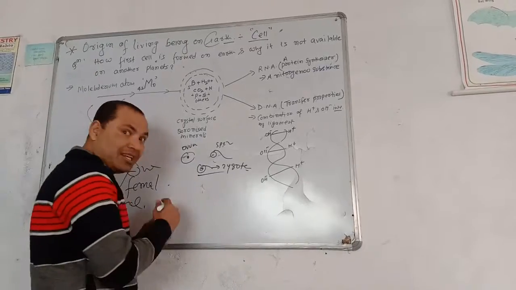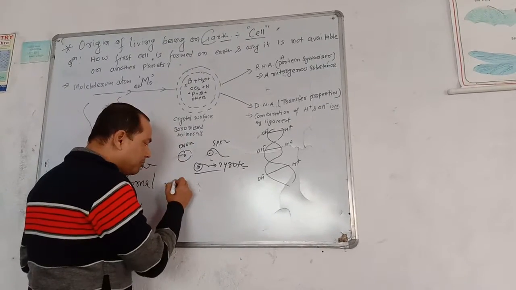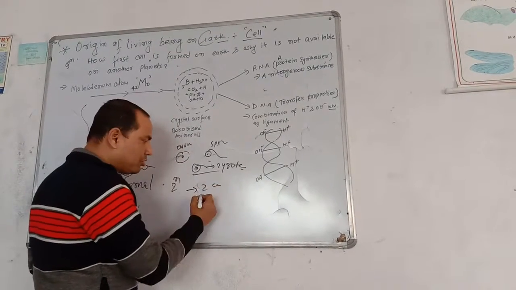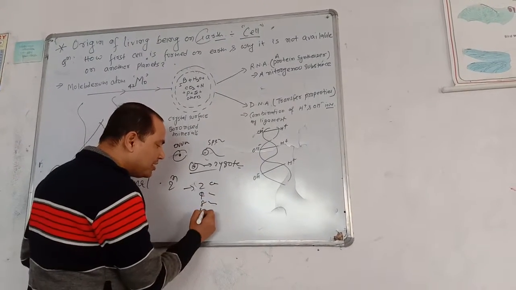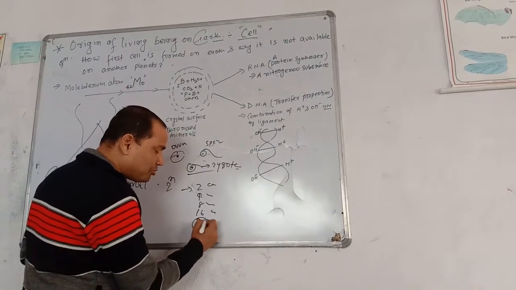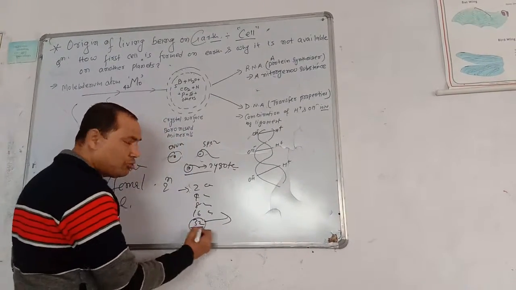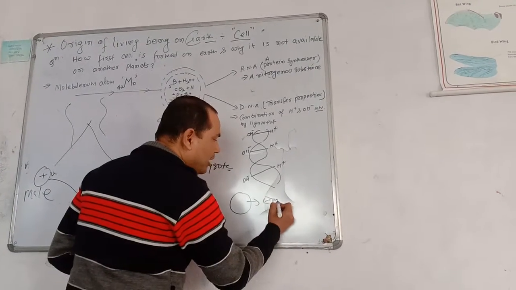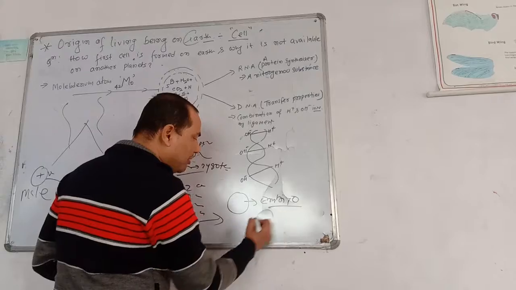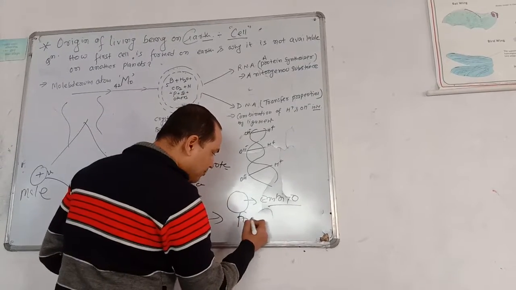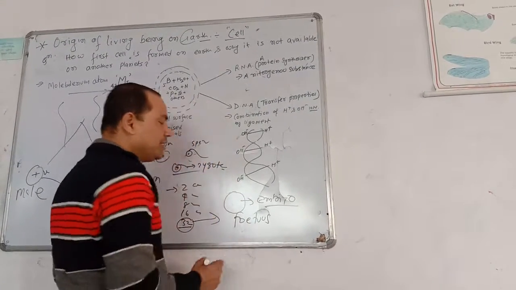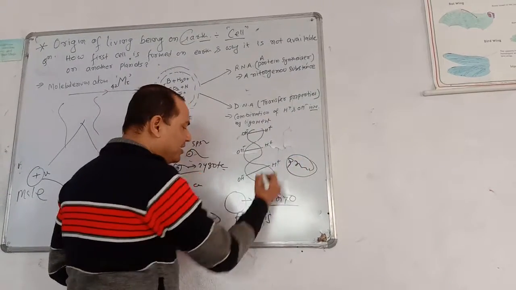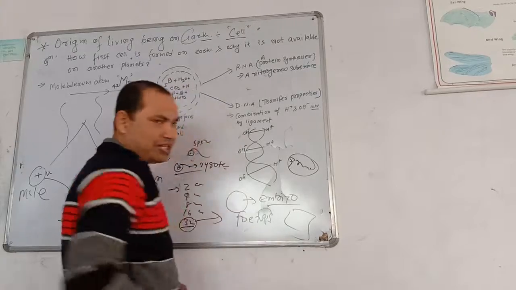This zygote develops as the cell number increases, following the formula of 2 to the power n. First 2 cells form, then 2 to the power 2, 4 cells form, 8 cells, 16 cells, and when 32 cells form, it is called an embryo. After the embryo develops, it forms a fetus. This process takes 9 months, and after the 9th month, finally a baby is born.